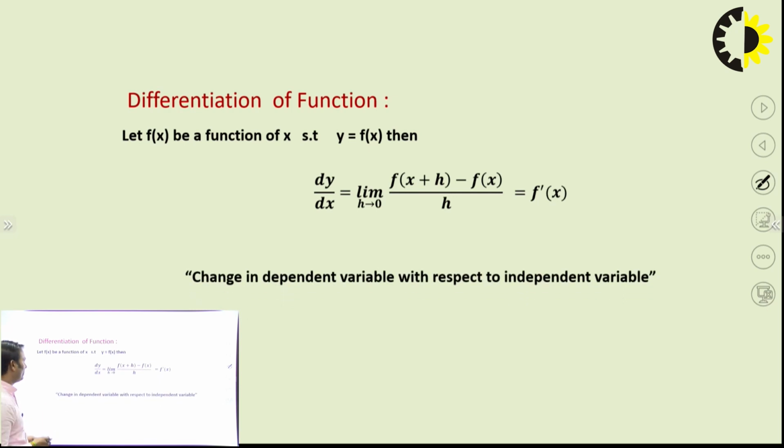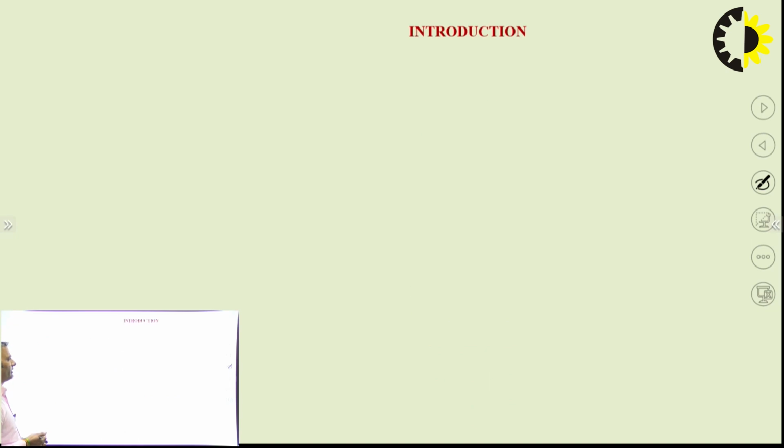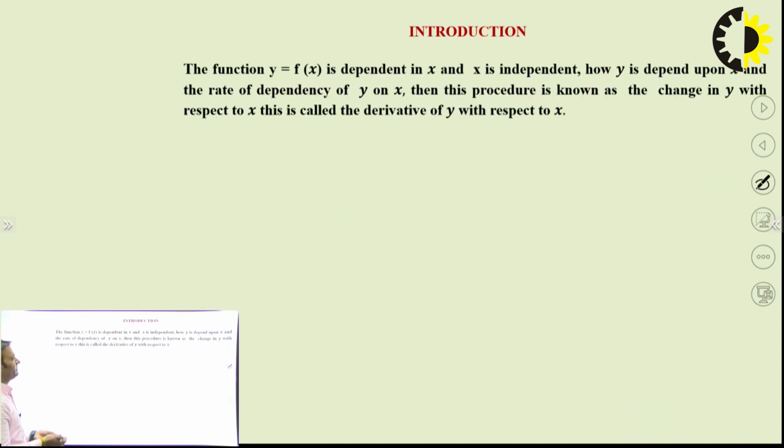So this is the change in the dependent variable with respect to its independent variable. Basically the derivative of a function is itself a rate of change, correct? This is the derivative, not the differentiation. So if we explore this topic, what is its introduction basically, and where do we have to use this rate of change?